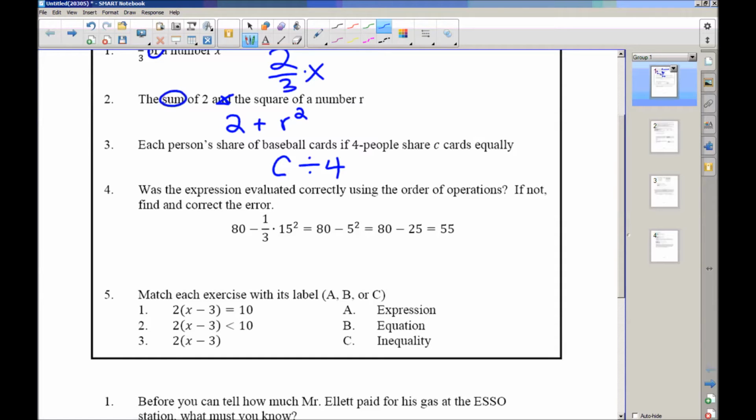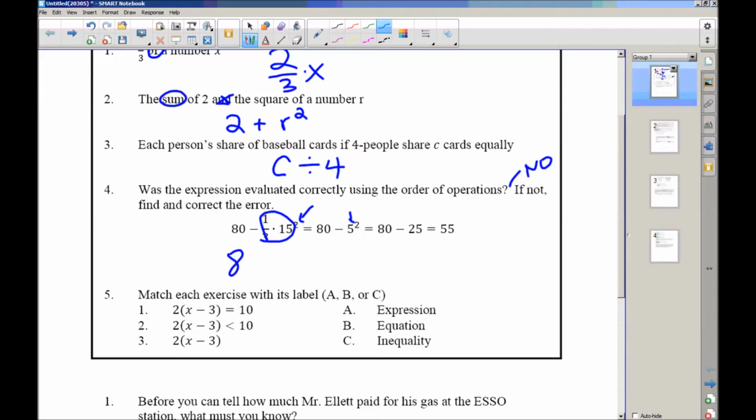Okay. Number 4, was the expression correctly using the order of operations evaluated correctly? And the answer to this is no. Okay. If not, find and correct the error. So the error here was they did this multiply 1/3 times 15 to get 5, and they skipped over the order of operations, which would say do exponent first.